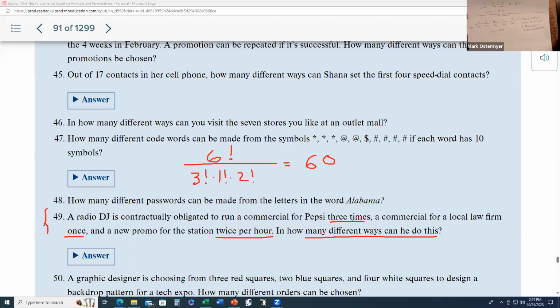But the same old Pepsi commercial repeats 3 times, and that's why we divide by 3 factorial. The law firm commercial repeats 1 time, and the station promo repeats twice. That's what you have to work out. There's 60 unique ways of running these commercials in 1 hour. Anybody get that there? 60 different ways, unique ways.